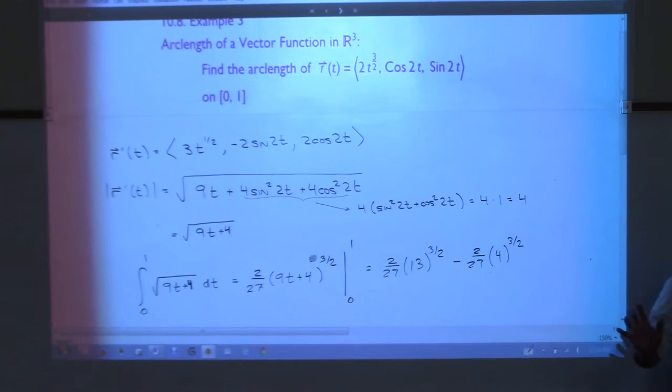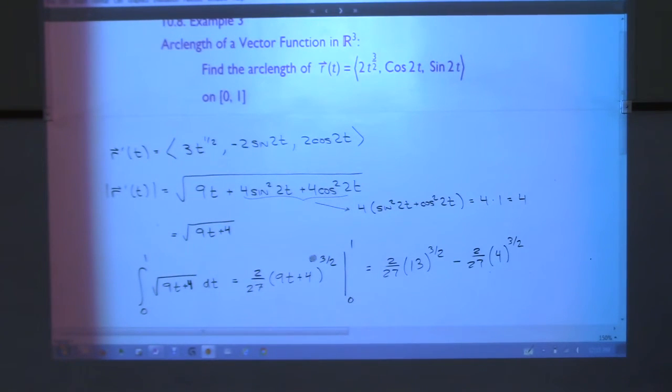No questions? Yes? Maybe I blanked out or something. We're given our r of t, so we derived it to get our r prime of t, and then took the derivative to get back to our r of t. Or we took its magnitude of the derivative, and then derived it. We didn't derive it again, we integrated it to get our arc length. But we integrated the magnitude.